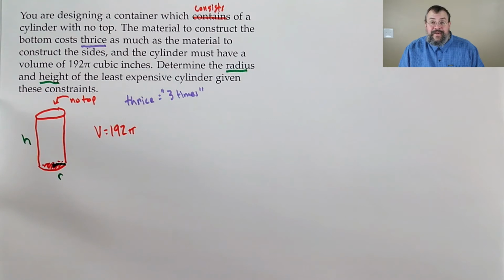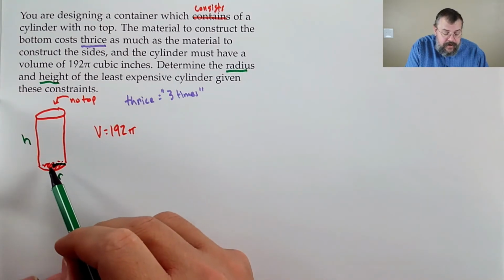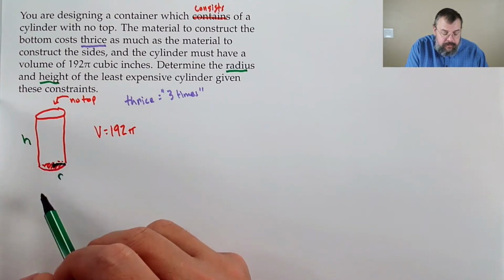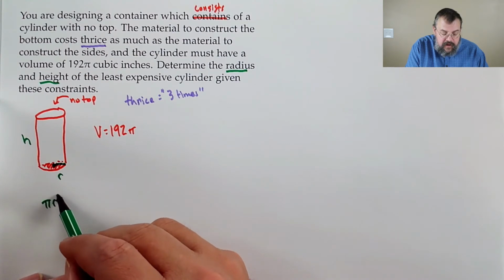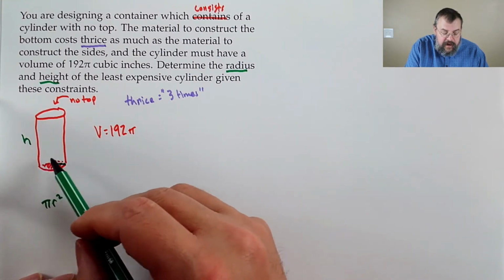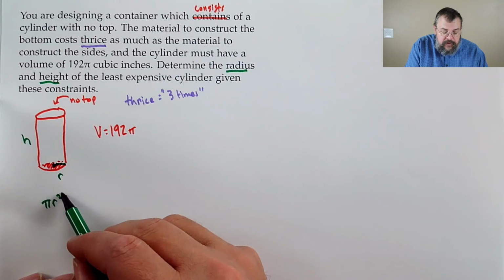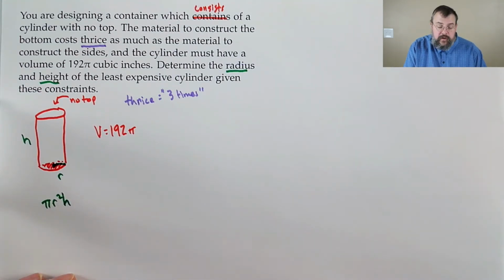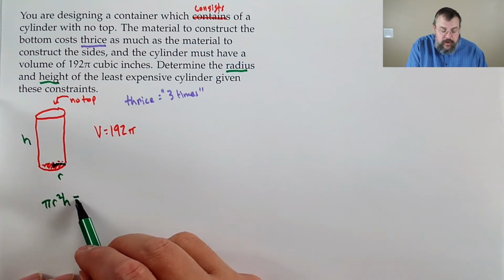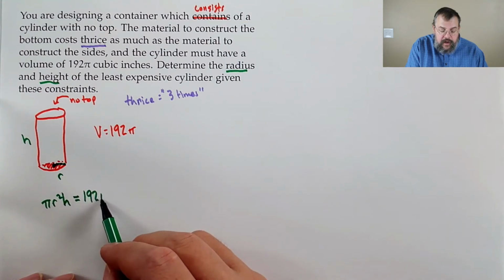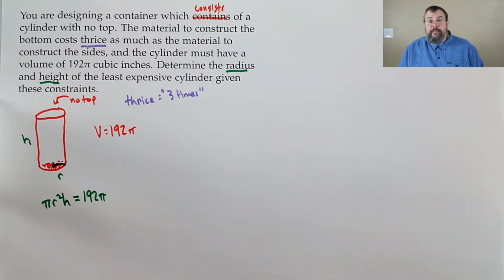What's the volume of a cylinder? Well, you can imagine, you start with the circle, which would be pi r squared, and that gives you the area of the base. Then you take the area of the base times the height. So the volume of a cylinder is pi r squared h. And we know we want 192 pi to be our volume. All right, so there we go. There's our volume. Now, well, it's not our volume, it's our constraint. So that gives us a relationship between R and H.